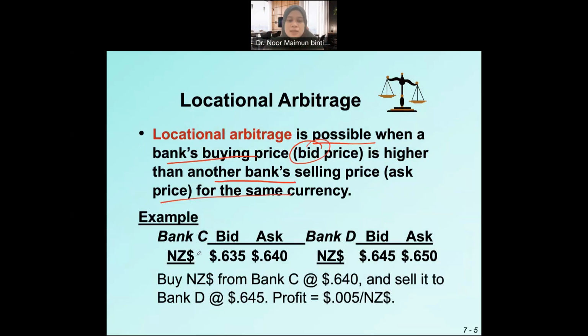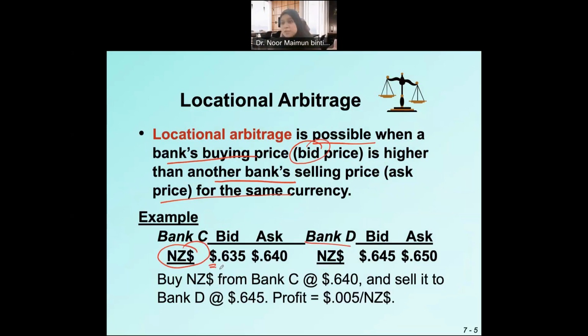If you see the example here, Bank C has the New Zealand dollar quoted in US dollar, and you want to change it to US dollar. The same goes for Bank D. The currency is the same: New Zealand dollar quoted in US dollar, which is your home currency. That is when you know it is locational arbitrage. So how are you going to solve this problem and make profits from this transaction? You have New Zealand dollars and now you want to change to US dollars.